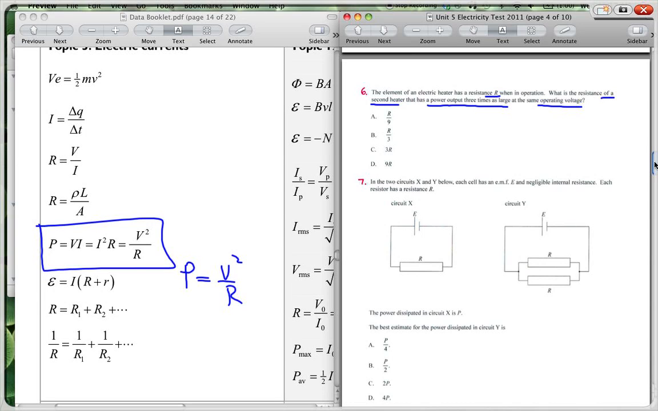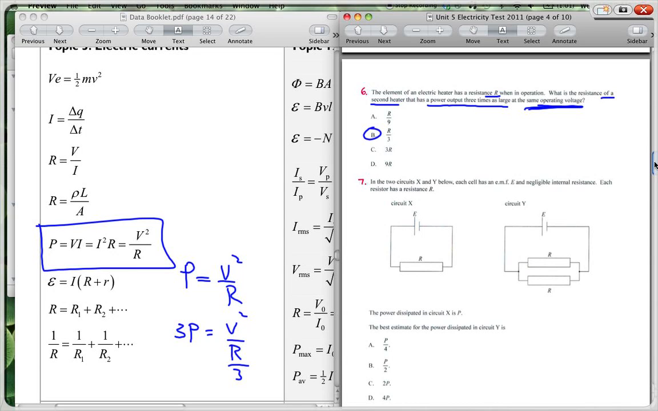So we have a power output here of 3 times the power. Our V squared is staying the same because we have the same operating voltage. So therefore, what must our R be? Well, we must decrease that by 3. Must be a third of the amount, so the answer would be B to give you your 3P, like that.